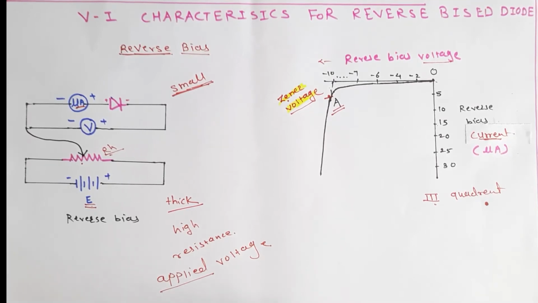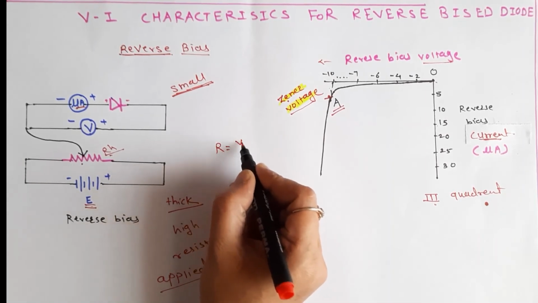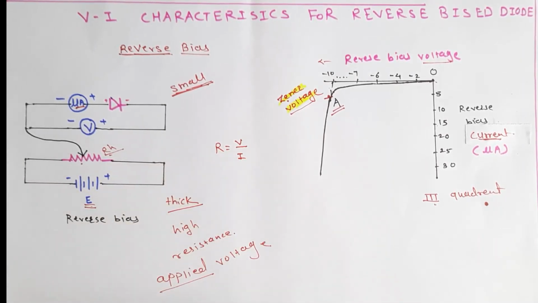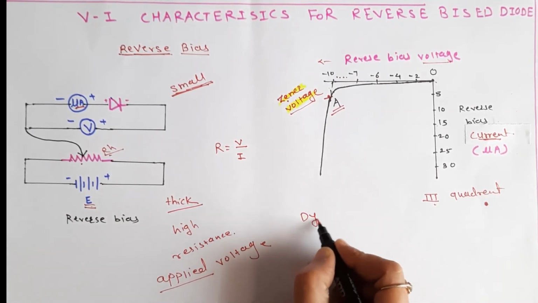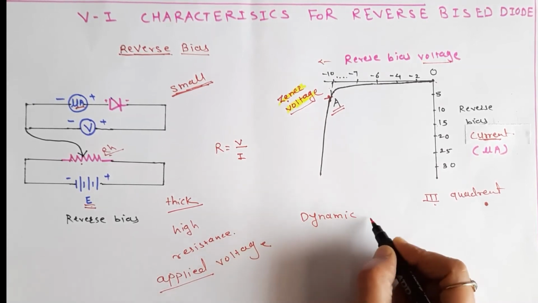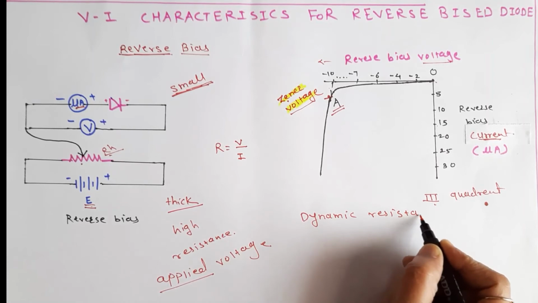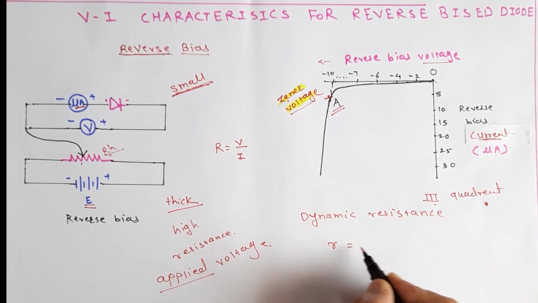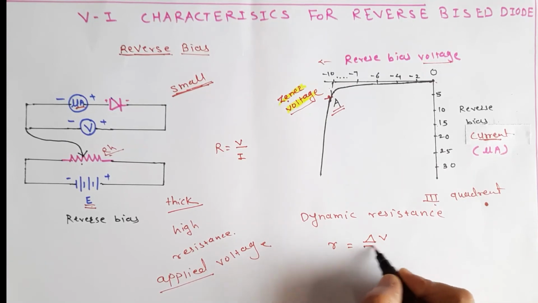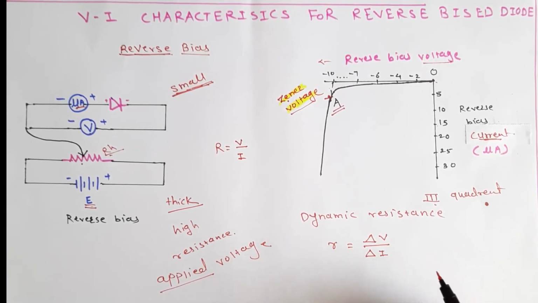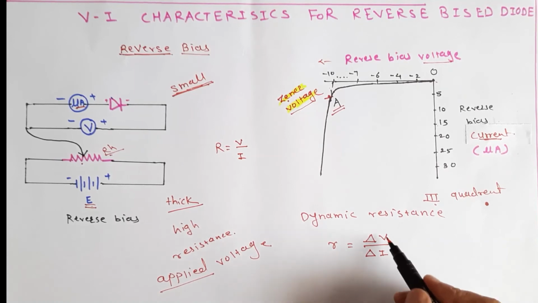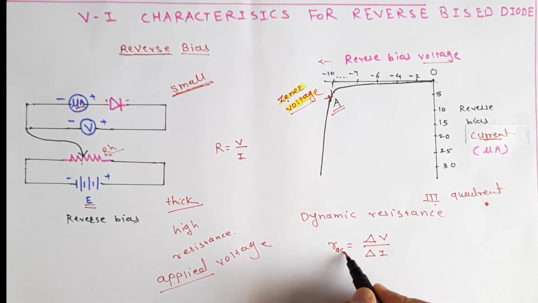Now in this case, the resistance which we normally get with the Ohm's law, that is R equals V upon I, we call it as dynamic resistance, and it is given by the formula R equals delta V upon delta I. That is, it is the ratio of small change in the voltage to the small change in the current. It is also called as AC resistance.